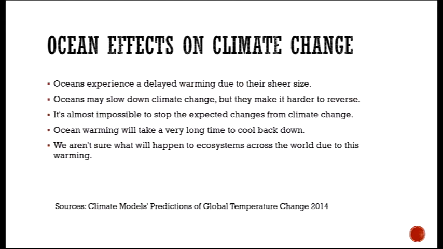The ocean also plays an effect on climate change. However, the ocean is not warming as fast as land climates just due to the sheer size and depth of the oceans. So oceans may slow down climate change, but it also makes it harder to reverse because as the ocean warming continues to happen, which will take a much longer period of time, it prevents land climates from cooling back down due to all the heat being released from the ocean.